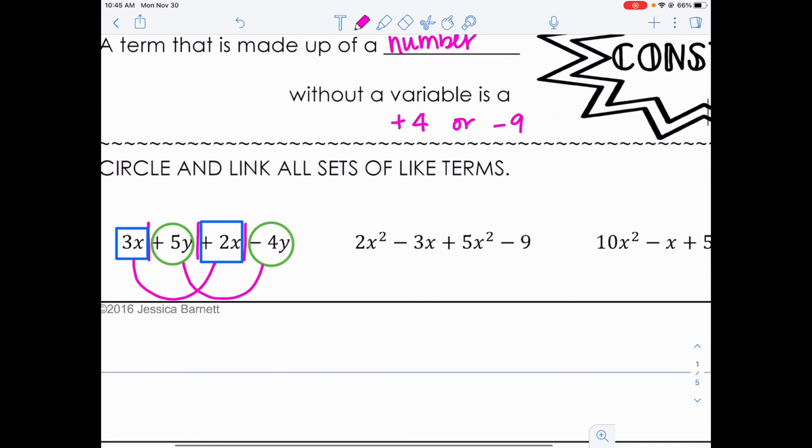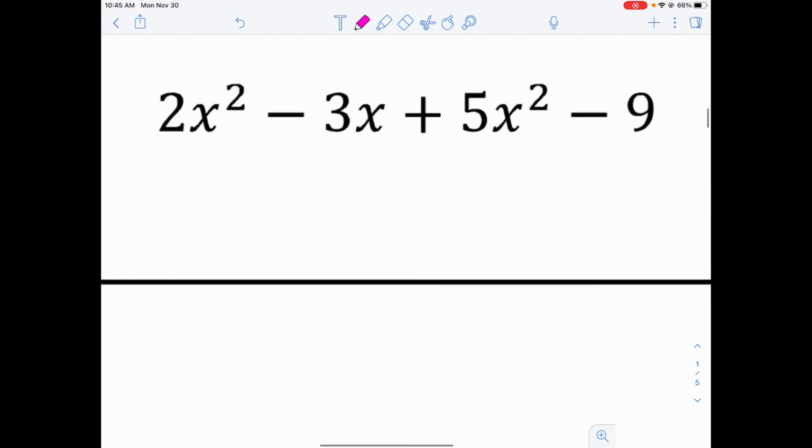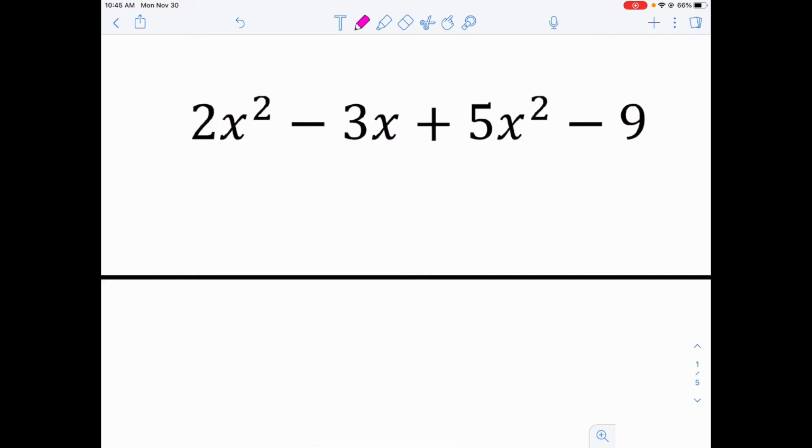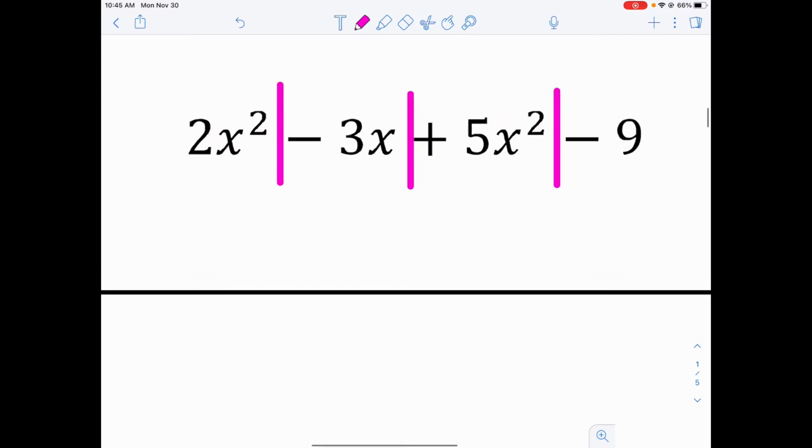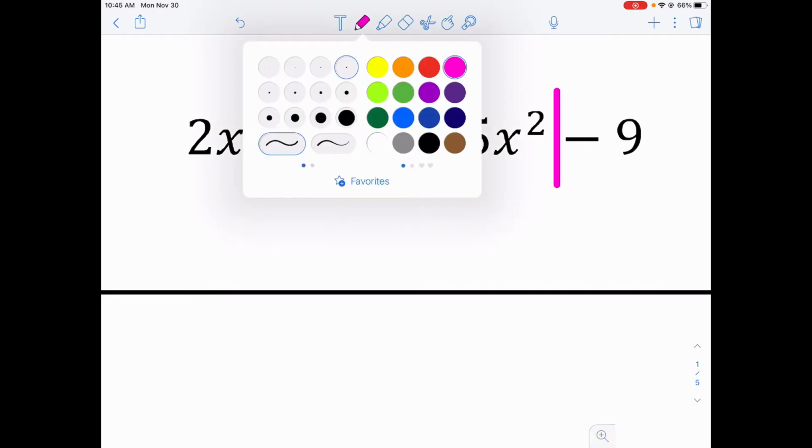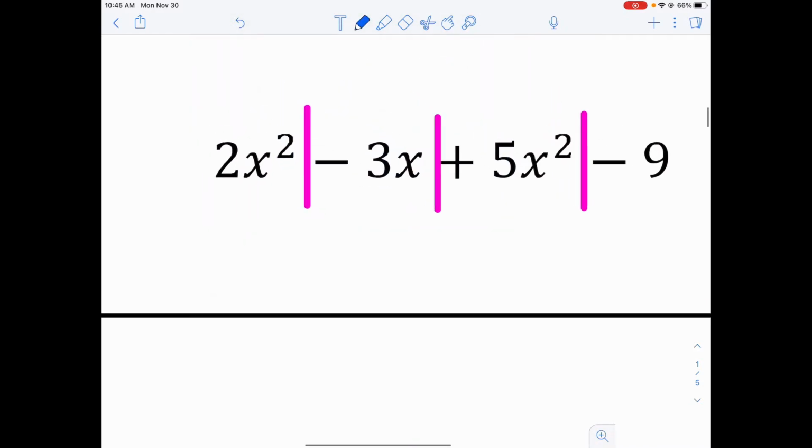Let's do another one. First thing we're going to do is we're going to split it into its terms. So here, here, and here. Now I'm going to start with the beginning. The first term is generally where I always start, and I'm going to put a box around 2x squared.